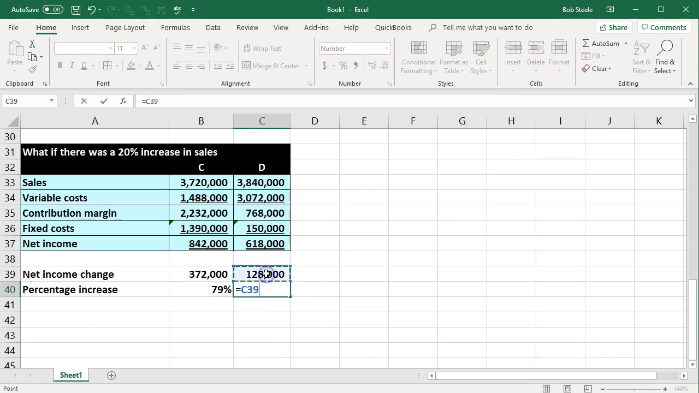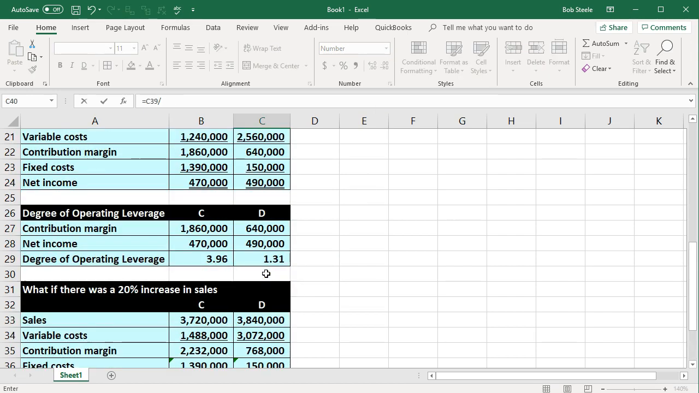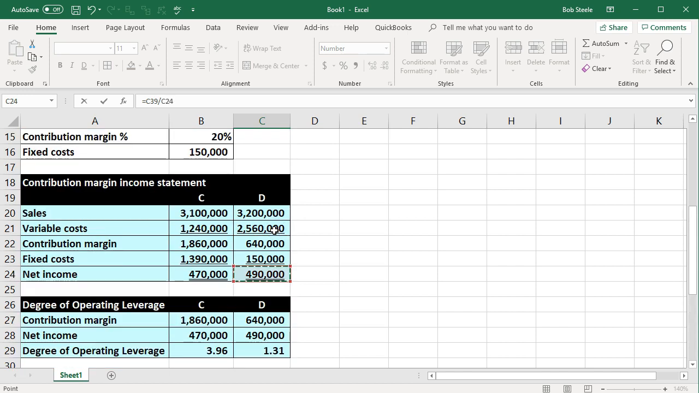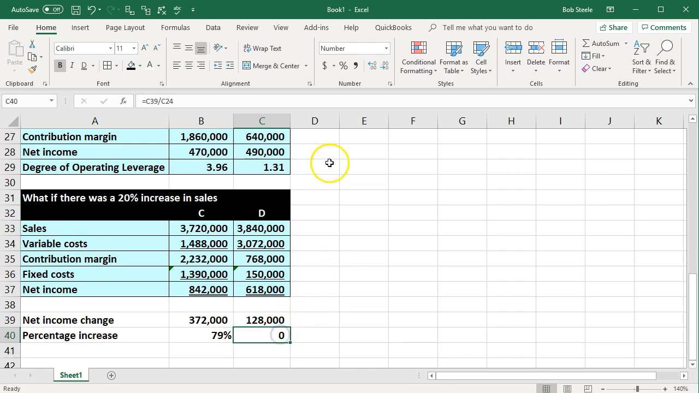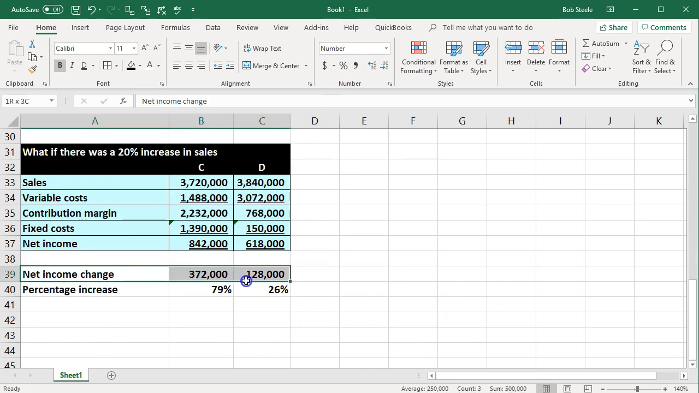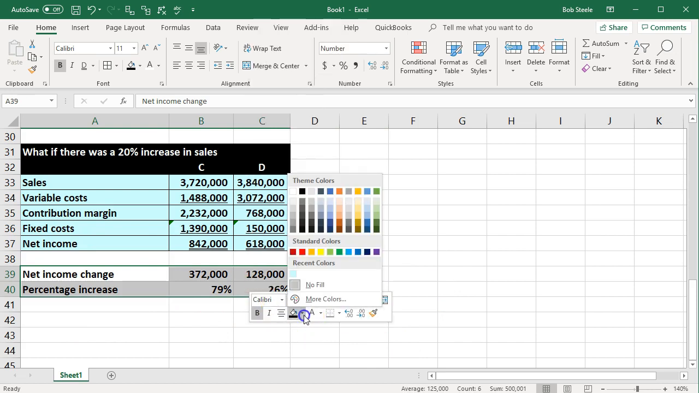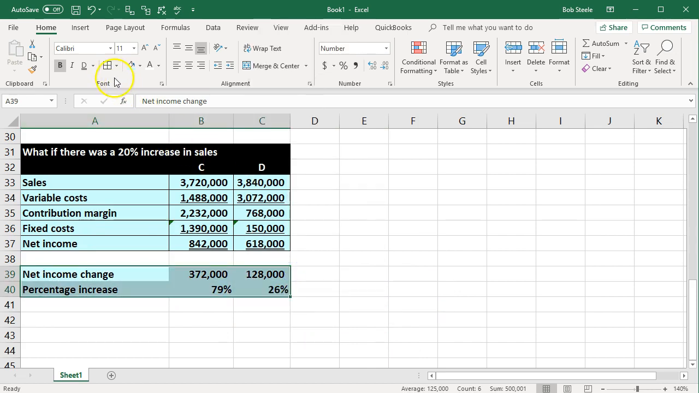We've got the change divided by the prior number and enter. And then we'll make that a percentage. And then we'll make this a little bit fancier. We'll highlight this, make it blue, put the grid lines. So we can see what we have here.